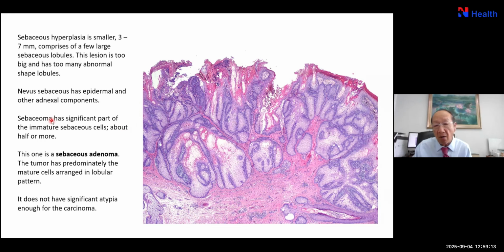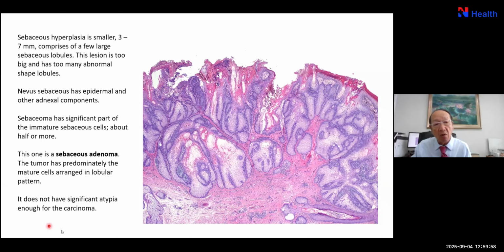For sebaceoma or sebaceous epithelioma, the cellular component will be about half immature and half mature cells. The immature might mean the cells on the outer part of the lobules that have a basaloid appearance and dividing cells, they can divide. The mature, the pale cells, are non-dividing cells. If the number of the immature cells is less, like this case, about 15%, we'll call this sebaceous adenoma.